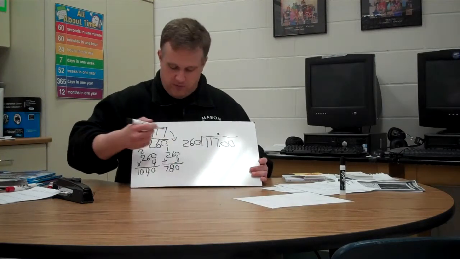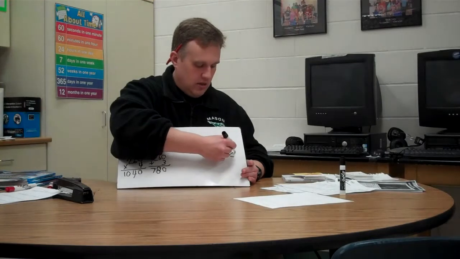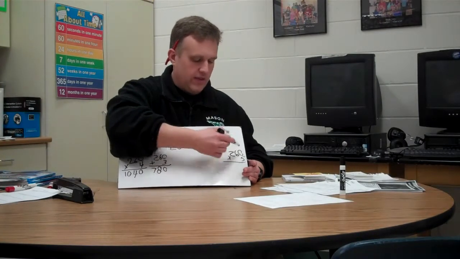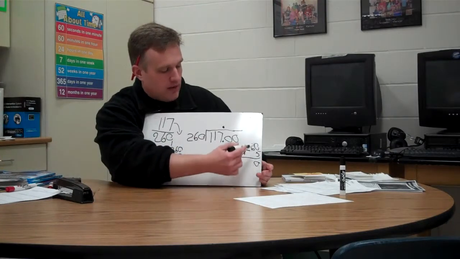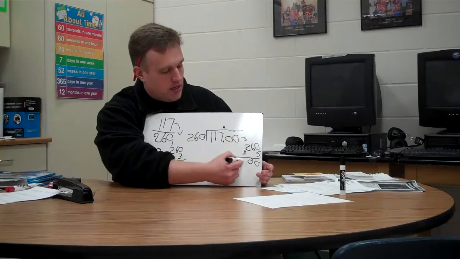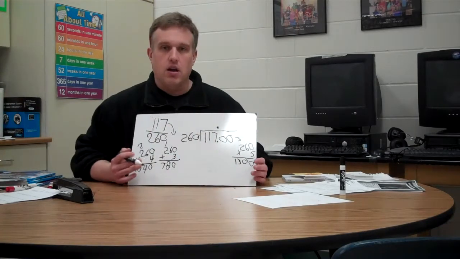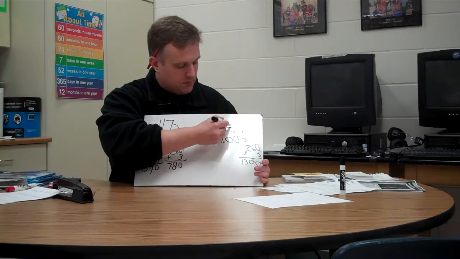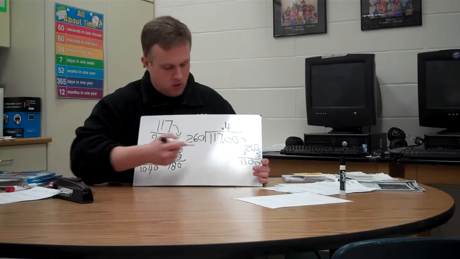So if I do go 5, I'll do it just over here just so you can see it. 260 times 5. 5 times 0 is 0. 5 times 6 is 30. 5 times 2 is 10 plus 3 is 13. And that would be too large. So I'm going with 4 here. 4 times 260 is 1,040.